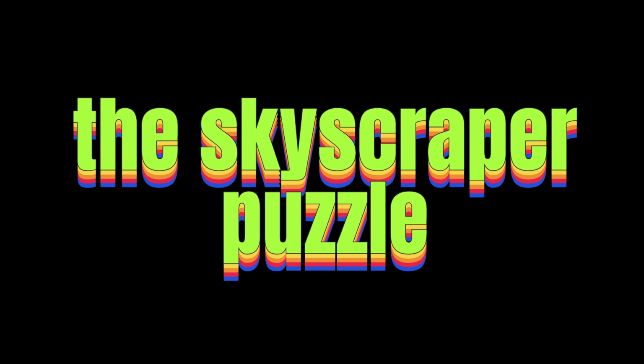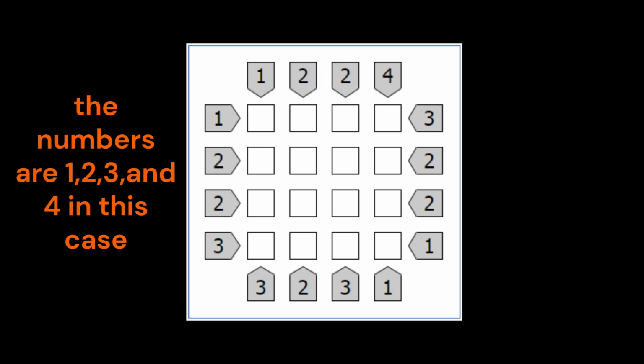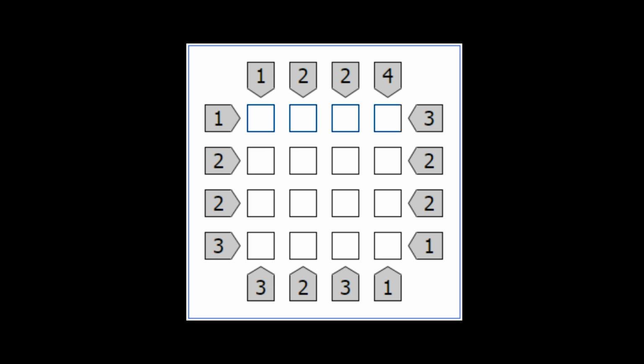The skyscraper puzzle. In this puzzle, we have an n by n grid, which is initially empty. The numbers on the borders show us which number to place inside this grid. We are going to place numbers from 1 to n in this grid, and for every row and column, we are only going to use the same number once.